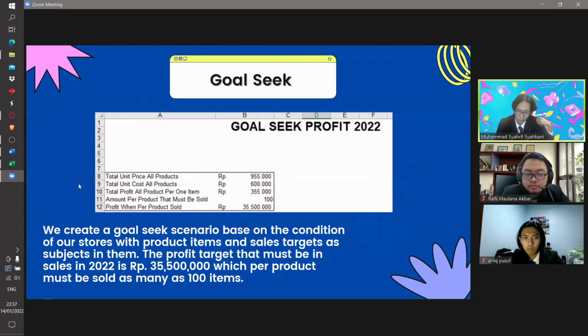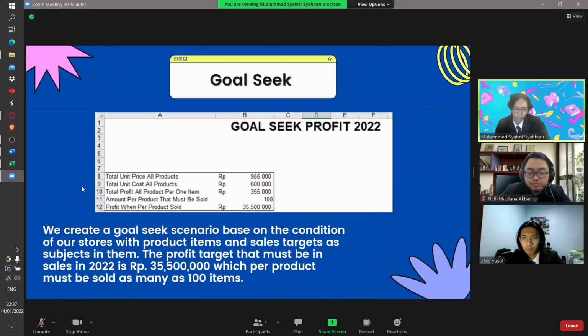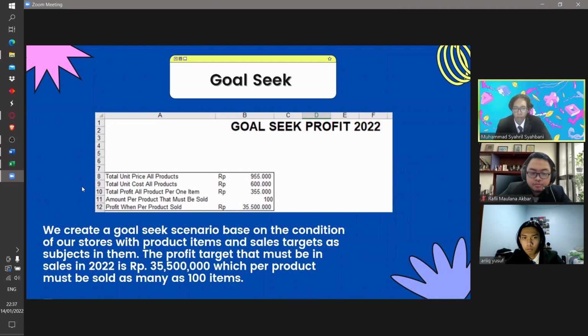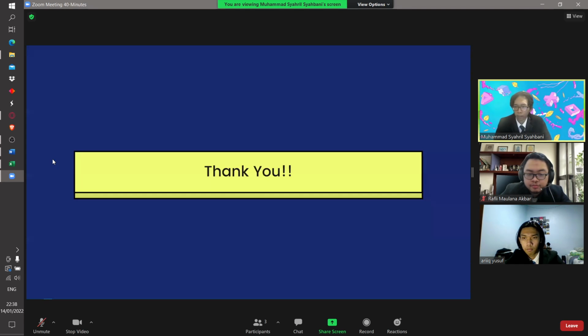Goal seek. We create a goal seek scenario based on the condition of our store with product items and sales target as subjects. The profit target that must be reached in sales in 2022 is around 35 million, for which each product must be sold as many as 100 items.